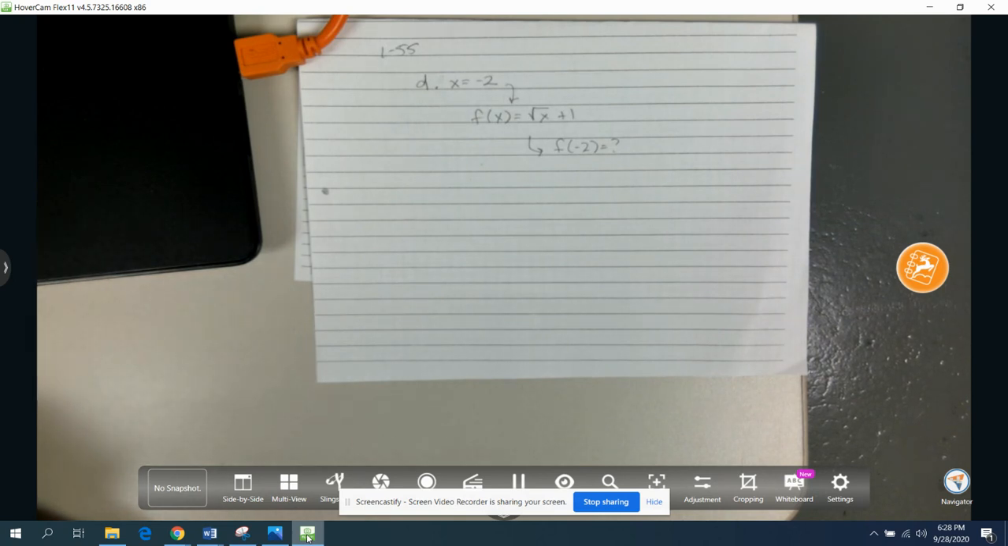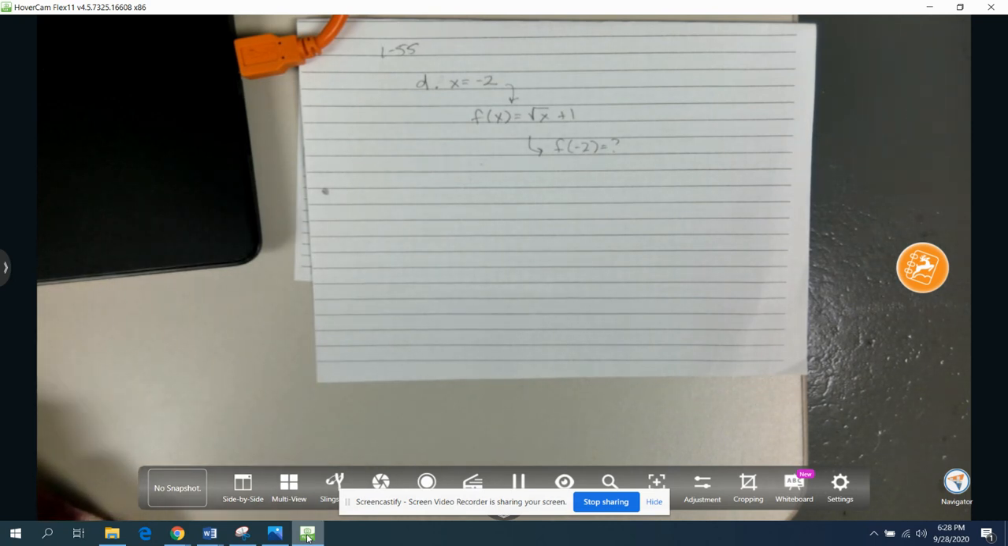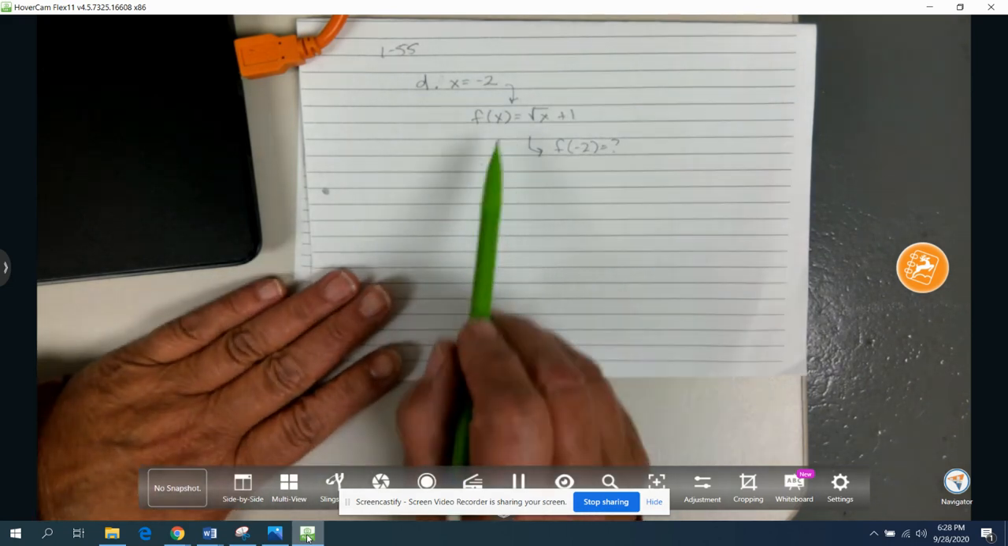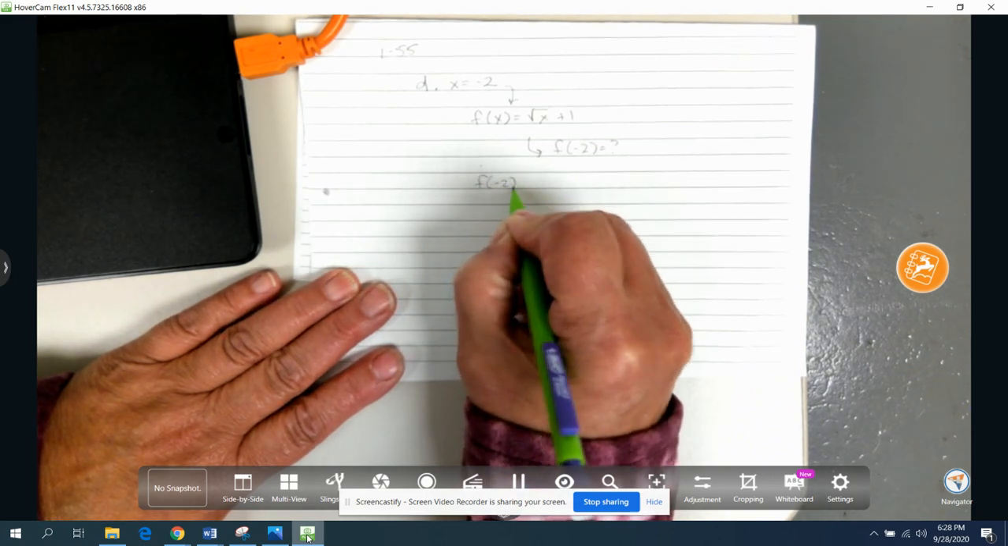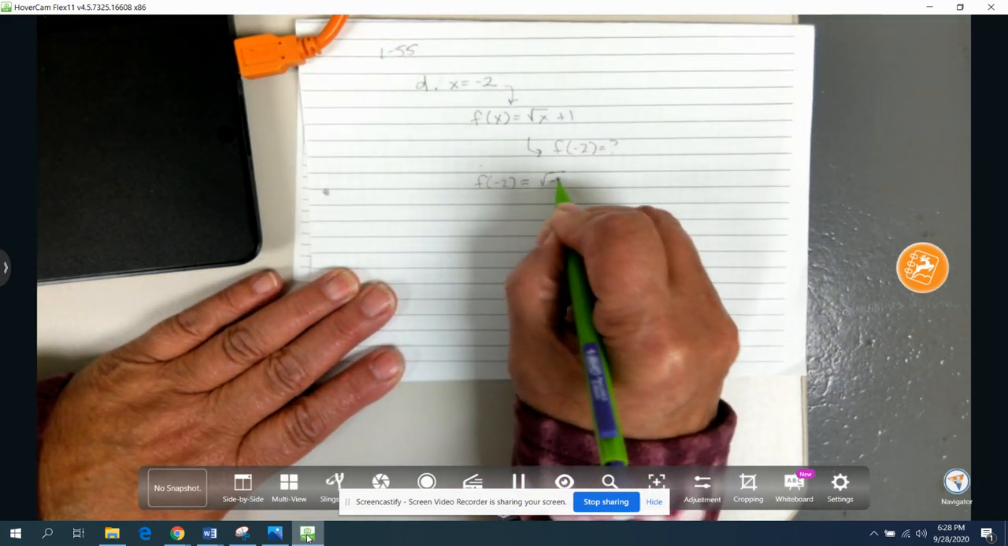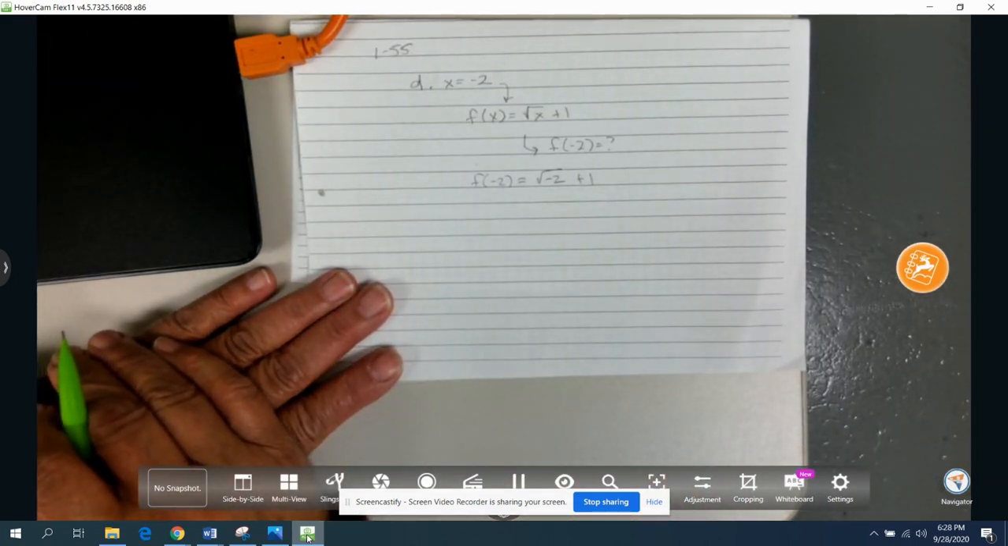So I'm doing 1-55D. It says x is equal to -2, and then we want that input of -2 and see what happens, what kind of output we get when we plug -2 into this function machine. So I'm going to rewrite the f of -2 is equal to the square root of -2 plus 1. So can you take a square root of -2?